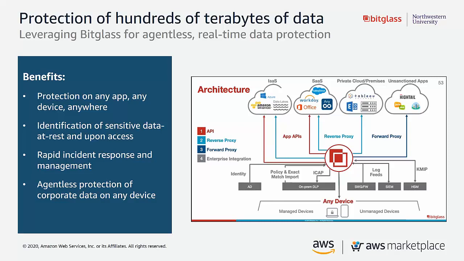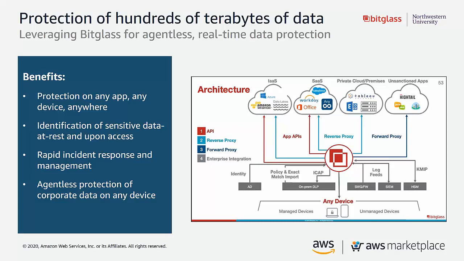Now, Northwestern University, a research institution, which most of you have probably heard about, required a solution that could scale with their university's needs while protecting hundreds of terabytes of institutional data. And you know, this university is also home to a large medical school, so they needed to comply with HIPAA regulations. Now, there was no way that they could roll out agents to 50,000 plus users at Northwestern University, and it was simply not possible to do that.